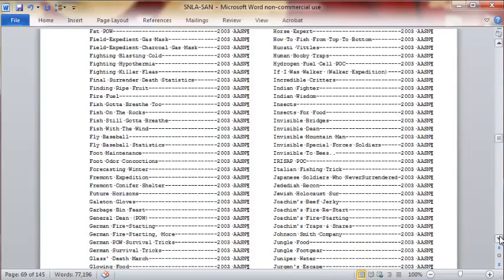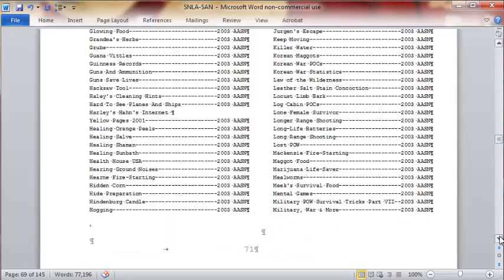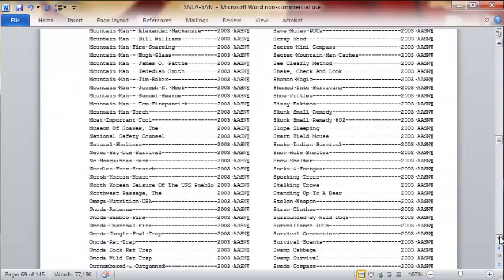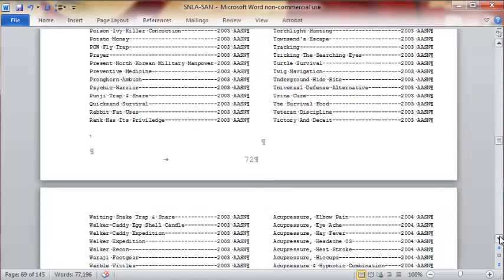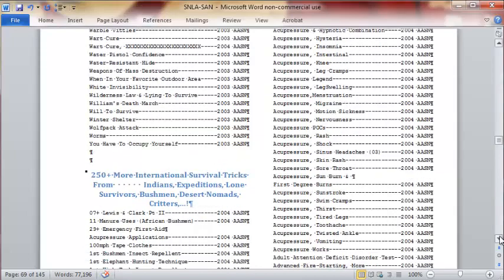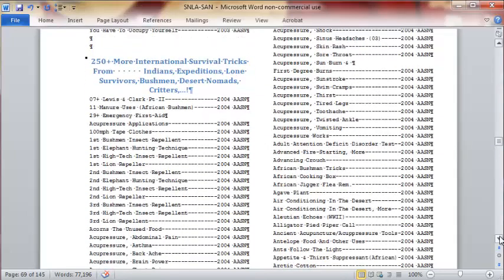Alphabetical. We're in the F's, G's, J's, K's. We're halfway through here. Huge newsletter. And here comes the 2004 newsletter, another huge one. 250 more international application techniques and tricks. That's short for what you're just reading there.